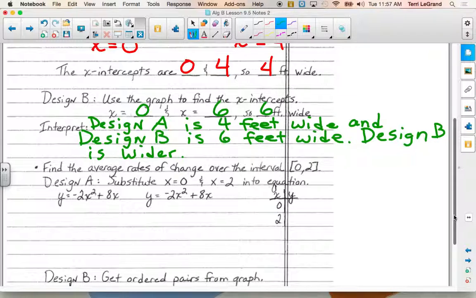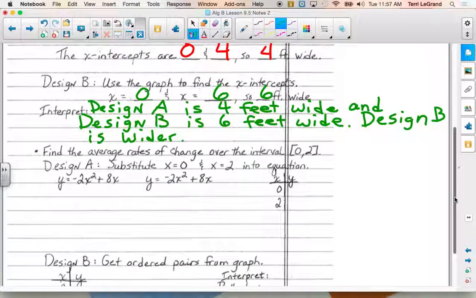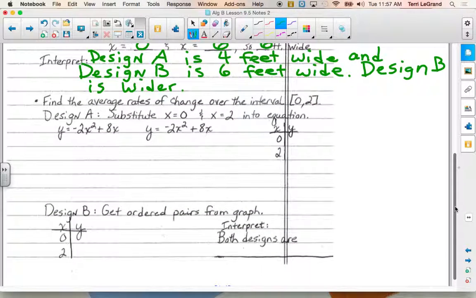Okay, and the third and final thing we have to do is find the average rates of change. In this one, it said over the interval 0, 2. So for design A, I say substitute 0 in for x and 2 in for x into the equation. Because what do we need? What are we trying to find when we do that?